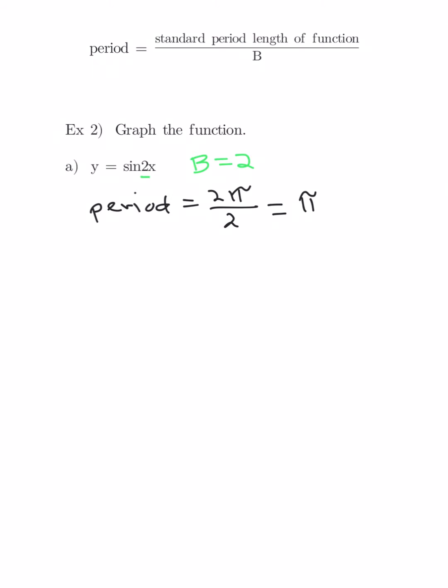What this means then is instead of taking 2 pi to go through one full cycle, one full period of our function, it's going to happen in only 1 pi.